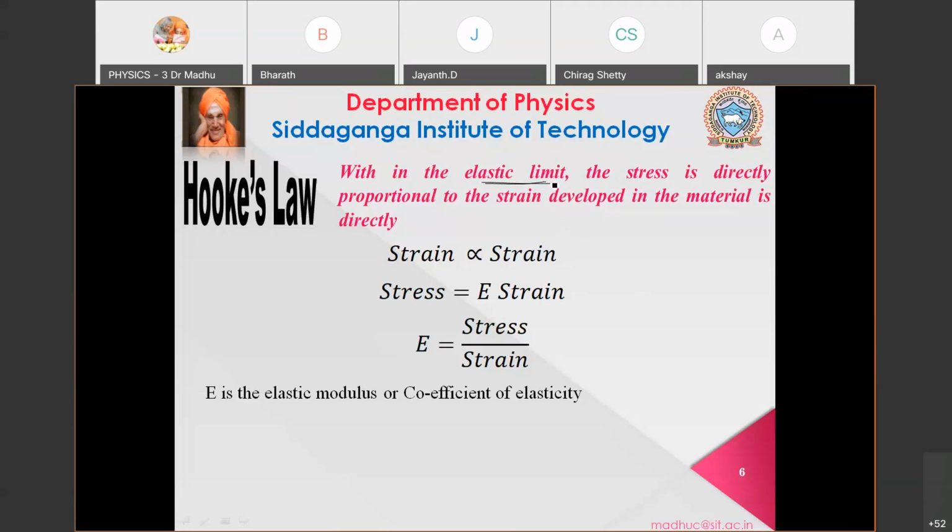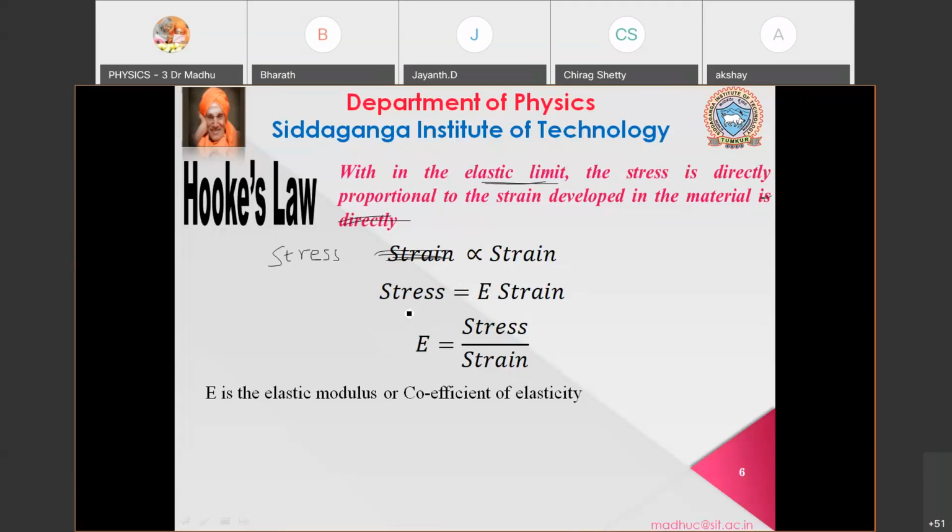So stress is directly proportional to strain. Then stress is equal to E times strain, and E is called the elastic modulus or modulus of elasticity. So this E becomes the ratio of stress by strain.